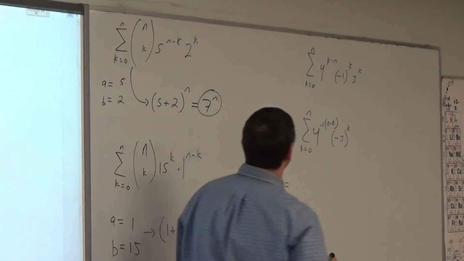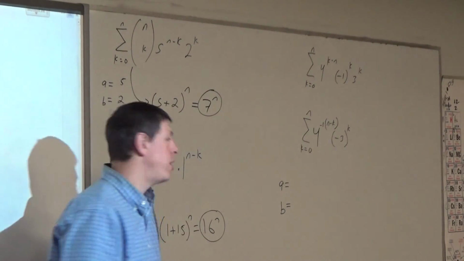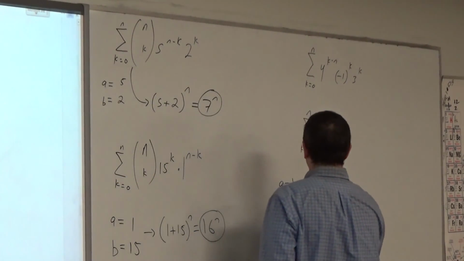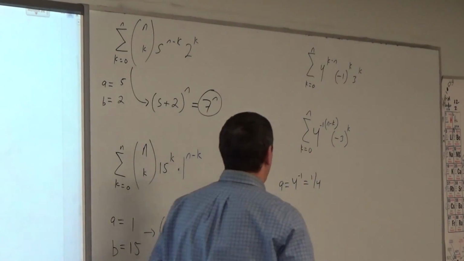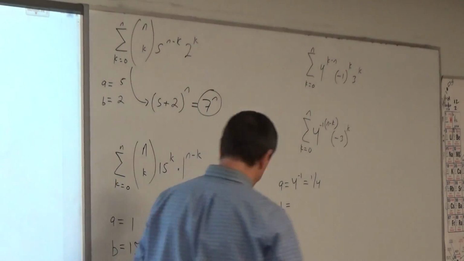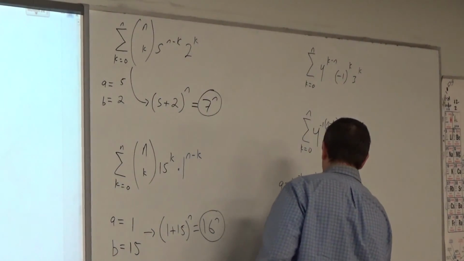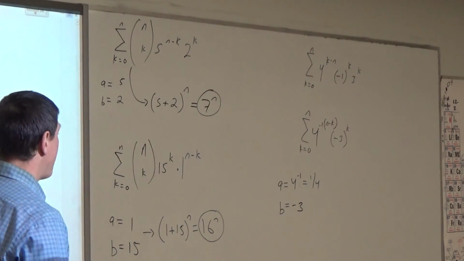All right. A in this case is going to be what, guys? 1/4, or 4 to the minus 1. Good. So this is going to be 4 to the minus 1, which is equal to 1/4. And then clearly, guys, B is what? Negative 3. Nice. So that's easy. And now it just fits the binomial form very nicely.